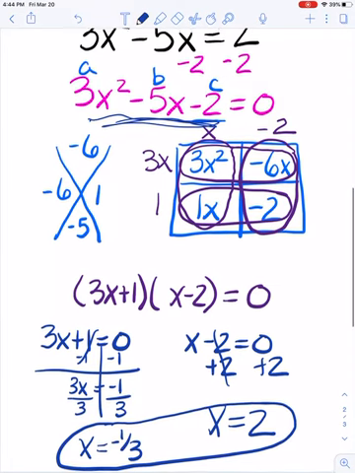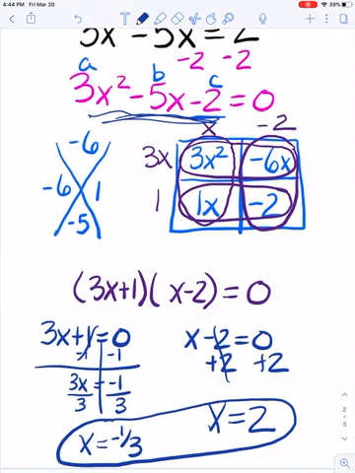So this was just a quick review on solving by factoring. Hopefully this was a nice refresher for you.